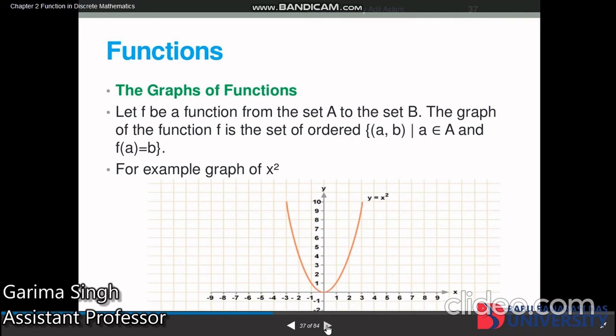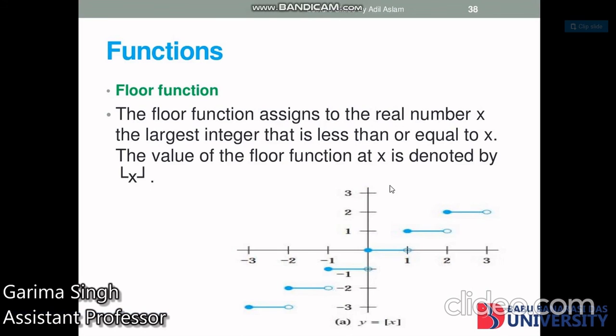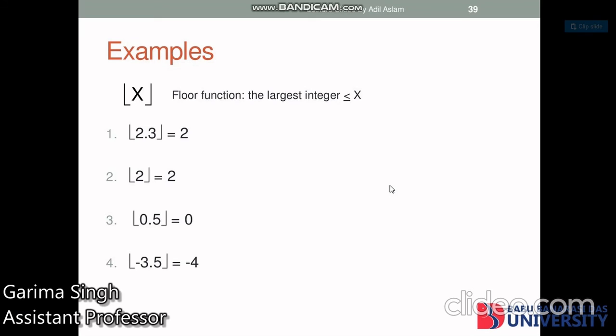Graph of a function. How to draw the graph of a given function. This you have already studied. If f is a given function, you have to plot it. Now, what is the floor function? The floor function assigns to the real number x the largest integer that is less than or equal to x. The value of the floor function of x is denoted by this floor symbol. This is the example, like 2.3, you will take 2 as the floor; 0.5, you will take the lowest.